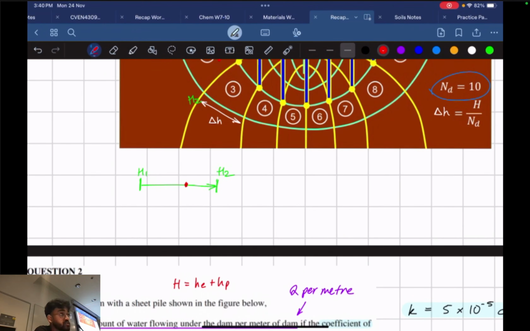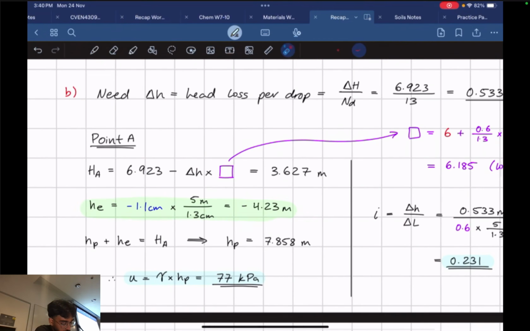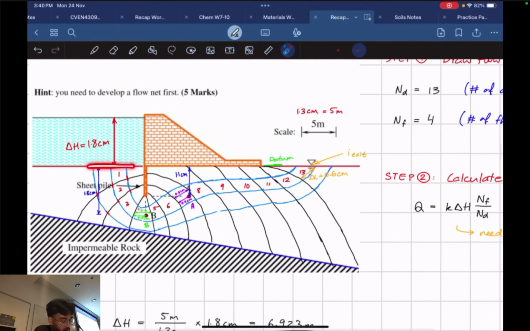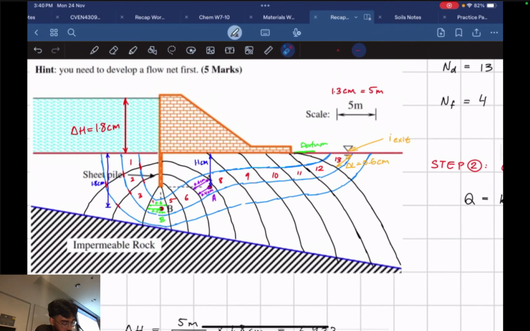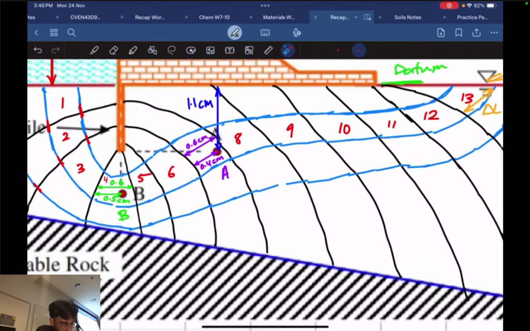We know the head loss per drop is delta H. All we have to do is scale it down by that length. If you don't understand it, that's completely fine. Just memorize how to do it. So here is the formula. We start off at our initial head. I know this head and the number of drops, so 1, 2, 3, 4, 5, 6 point something drops here. Might be like 6.7 drops, I'm not too sure.